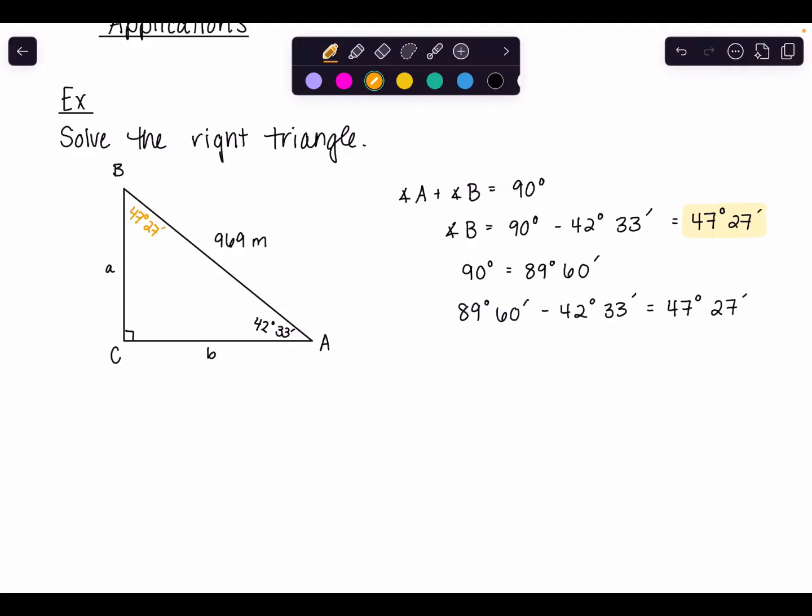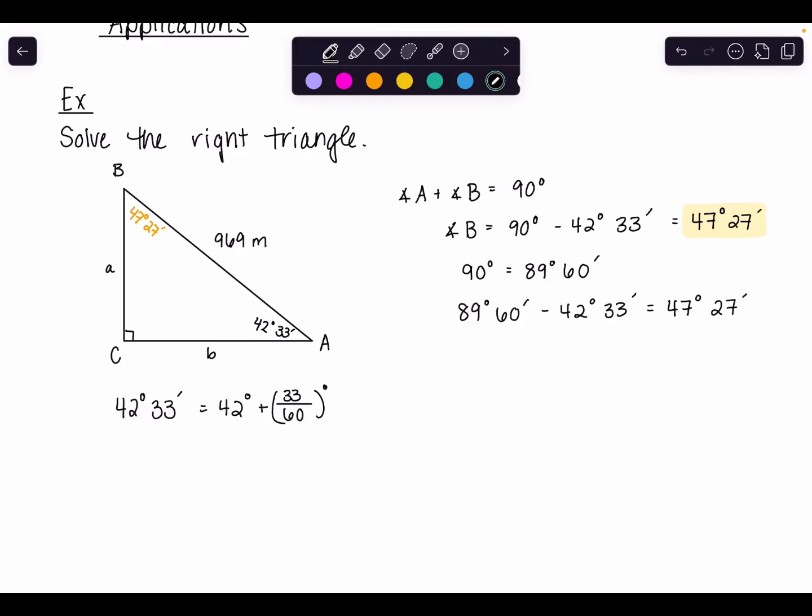To be able to figure out these other two, I'm going to have to evaluate sine of different angles. So I am going to put the 42 degrees, 33 minutes in decimal form. So if I look at this angle, this is 42 degrees, and then that's really 33 out of 60 degrees. So I am going to need a calculator to be able to do this.